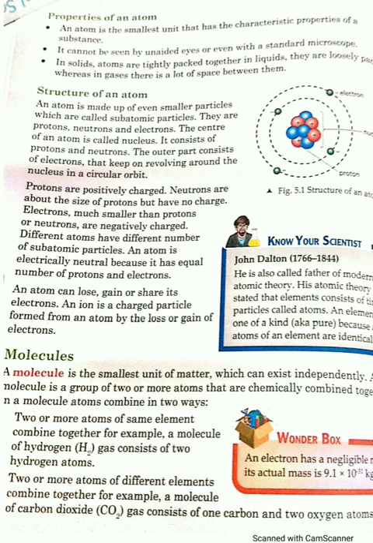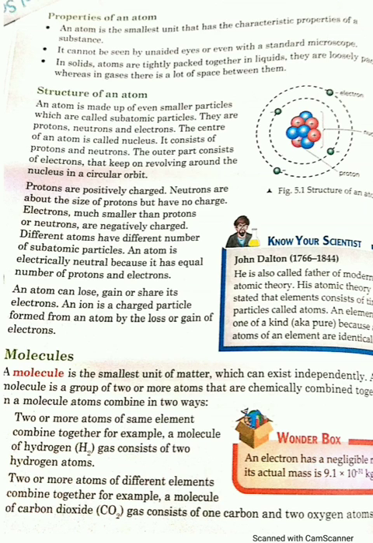Now let us talk about the structure of an atom. The atom is a very small particle, beyond our imagination. Atoms have three subatomic particles, known as proton, neutron, and electron. Protons carry a positive charge, neutrons don't have any charge, and electrons have a negative charge and are much smaller than the proton or neutron.